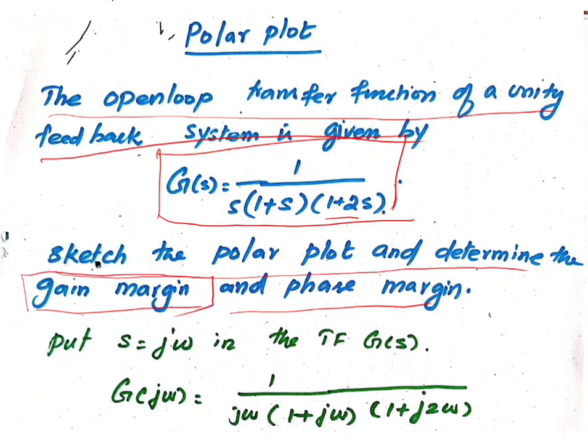So the first step in plotting the polar graph is that we have to substitute s = jω in the open loop transfer function. When you substitute, we get G(jω) = 1 / [jω(1 + jω)(1 + 2jω)].